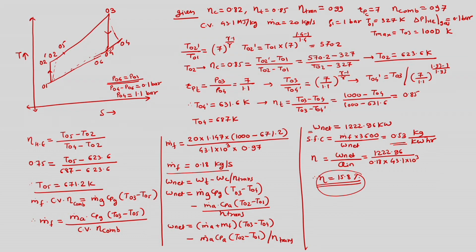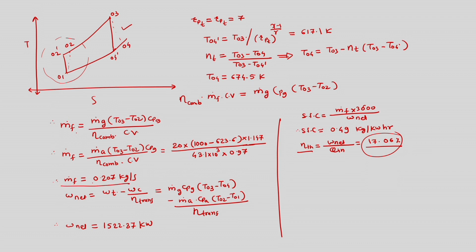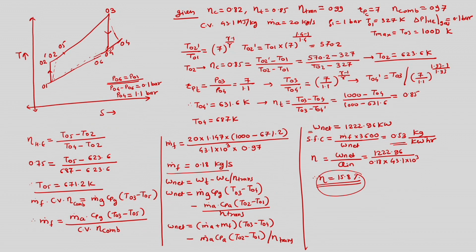So with regenerator we are getting lower efficiency, and without regenerator we have higher efficiency. The difference was mainly due to the pressure loss, and it was only 0.1 bar. So 0.1 bar has led to the decrement in efficiency of the cycle. This has also led to increase in fuel flow rate. With regenerator we have lower fuel flow rate, without regenerator we have higher fuel flow rate. Without regenerator we have net work as 1522 and here net work is 1222. So, net work has also decreased. With regenerator efficiency has also decreased, and both are due to the pressure loss in the regenerator. So, we have to consider these pressure losses while considering regenerator.